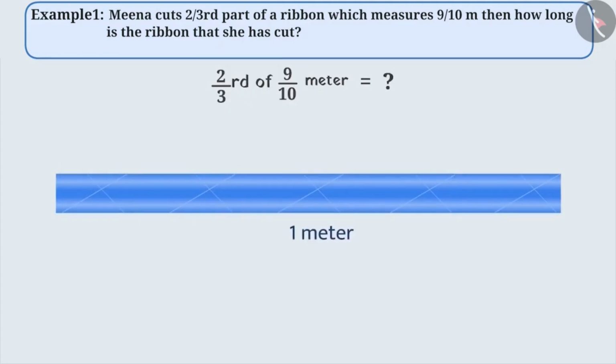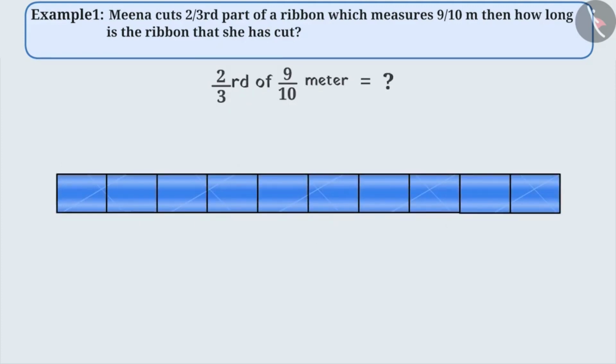If we divide it into 10 equal parts, then 9 parts out of 10 of this ribbon can be expressed as 9 by 10 meters. We have to find out 2/3 of this. So we will make 3 equal parts out of these 9 parts and take 2 of the 3 parts.